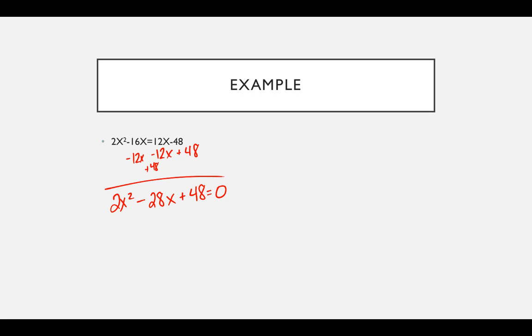Now, we could try to factor this, but removing the GCF makes it easier for us to factor. So here, we want to identify what all three of these terms have in common. All three of these are divisible by 2. So we're going to divide a 2 out of all three terms. That 2 is going to go in front of the parentheses, and then what's left over goes inside. So 2x squared divided by 2 is x squared. 28x divided by 2 is 14x. 48 divided by 2 is 24.